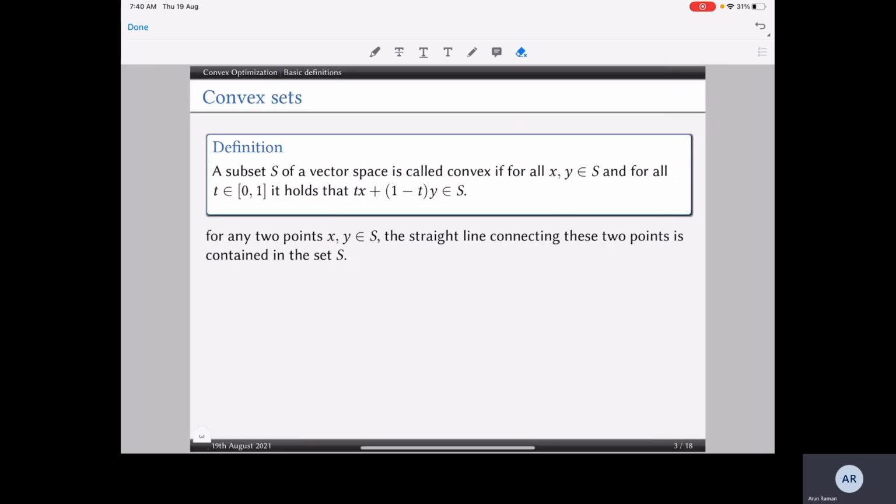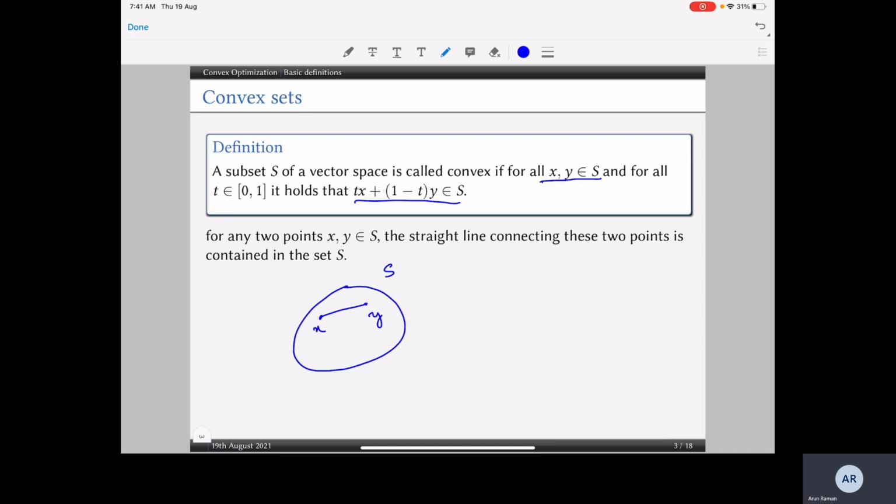So first we start with the definition of convex sets. Formally speaking, a convex set is a subset of a vector space such that for all x, y in the set, this condition is true. Informally, it means that if we have a set S, and we take 2 points x and y in the set and join these 2 points with a line, then all the points on the line belong to the set S.